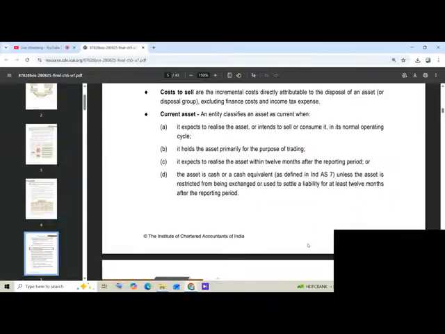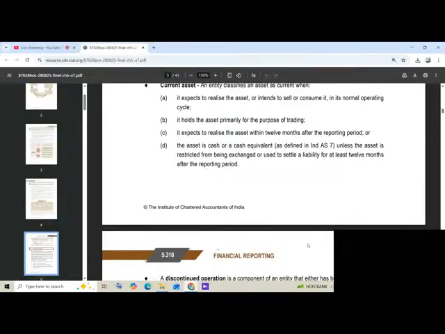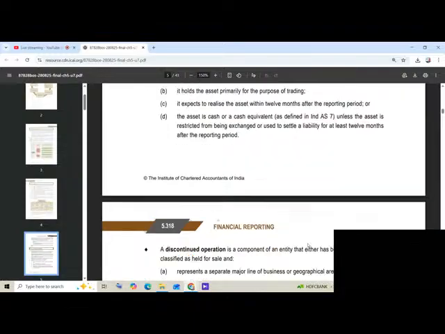Current asset: an entity classifies an asset as current when it expects to realize the asset or intends to sell or consume it in its normal operating cycle. It holds the asset primarily for the purpose of trading. It expects to realize the asset within 12 months after the reporting period. Or the asset is cash or cash equivalent as defined under Ind AS 7, unless the asset is restricted from being exchanged or used to settle a liability for at least 12 months after the reporting period.